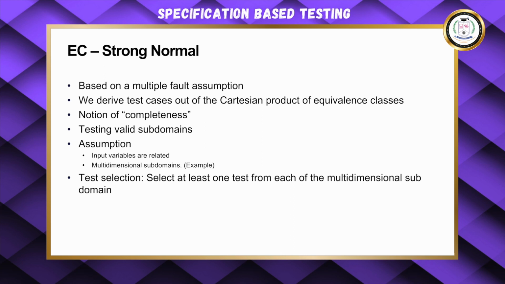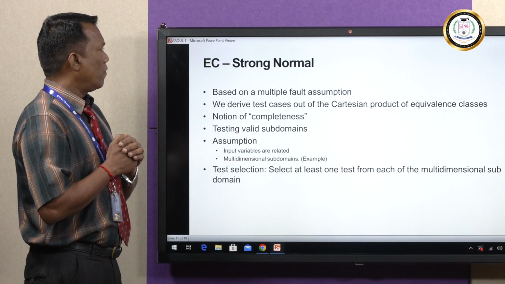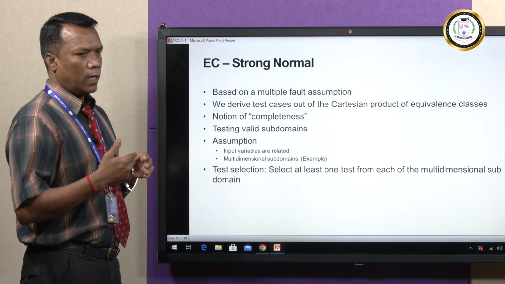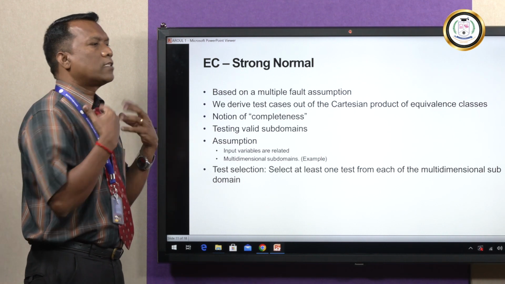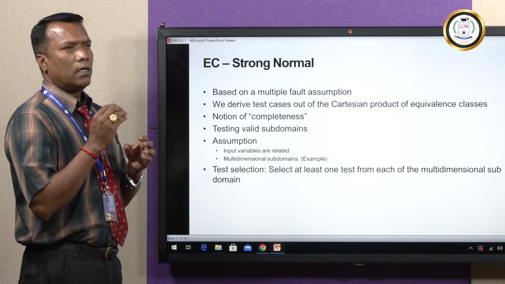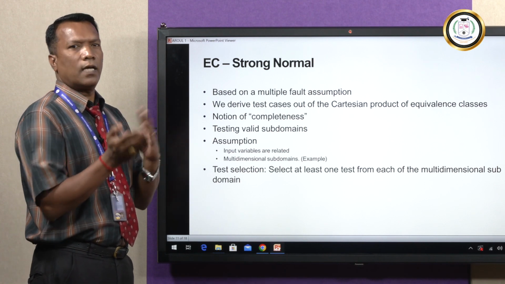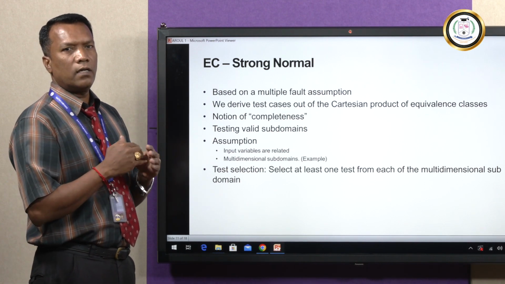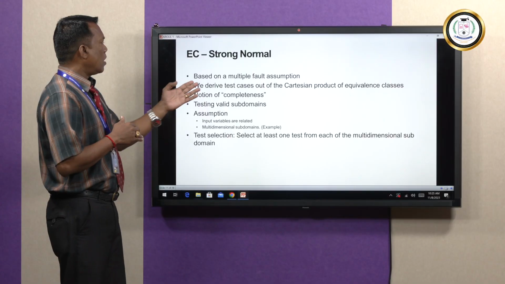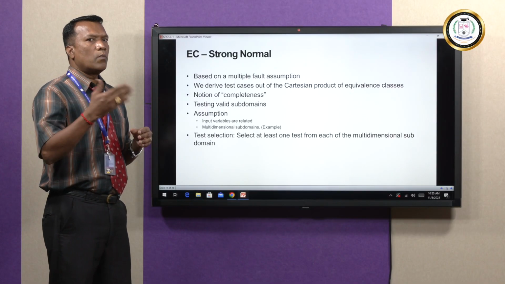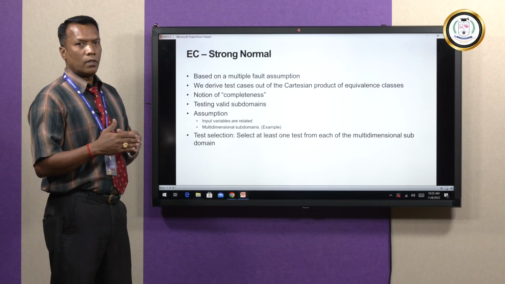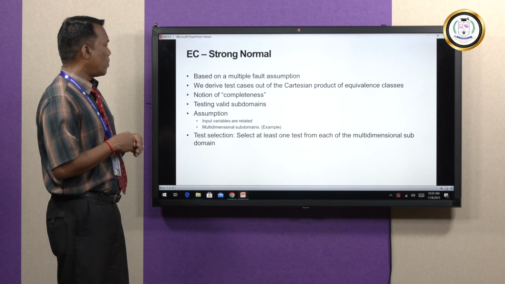Next, we have a strong normal. What is this strong normal? From the equivalence classes, we are going to take more values. Actually, we are taking the actual value from the subdomain, that is a positive value where the test case can work. That was the thing we are deciding. In your strong normal, we are also going to take some values which are going to be wrong, some values which are going to be out of the box.